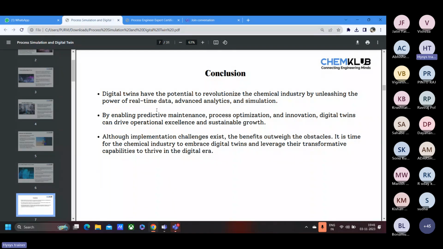So hereby, digital twins have the full potential to revolutionize the chemical industry by unleashing the power of real-time data, advanced analytics, and simulation, through predictive maintenance, process optimization, and innovation. So I think this is something which each and every industry is leveraging.